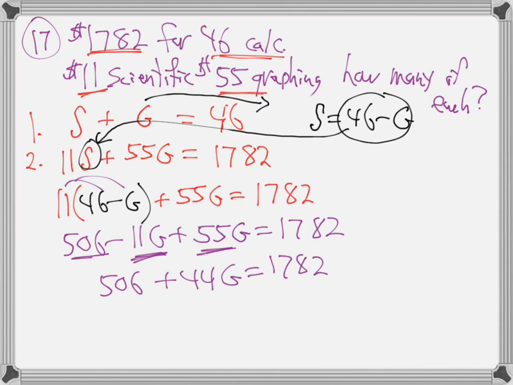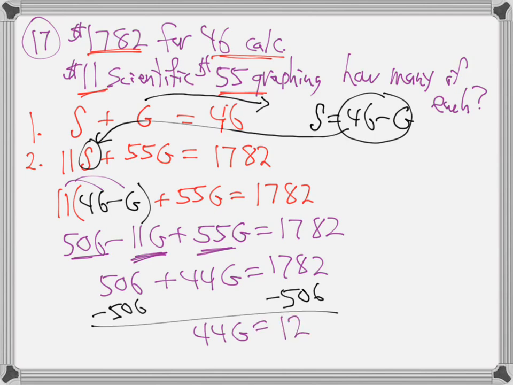You good with all this solving stuff? Remember all this? And then you got to get G alone. So subtract 506. What's that? 1276. Last step: divide by 44. Is it 3? What? 29. Oh, the one I'm thinking of is way off. All right, 29. Thank you. I'm obviously not a human calculator. 29. So we got G.